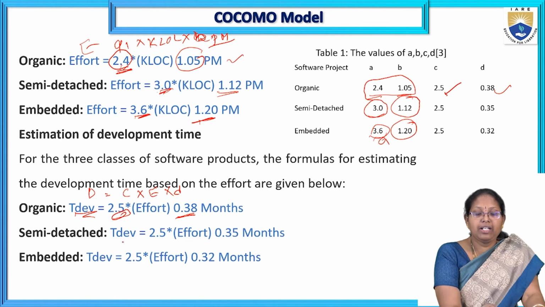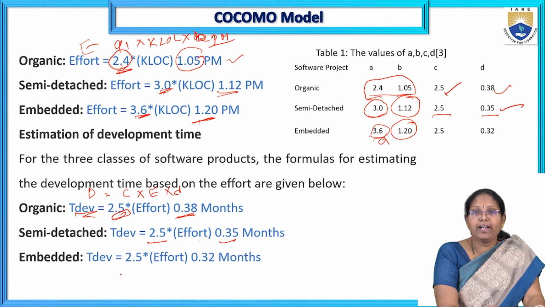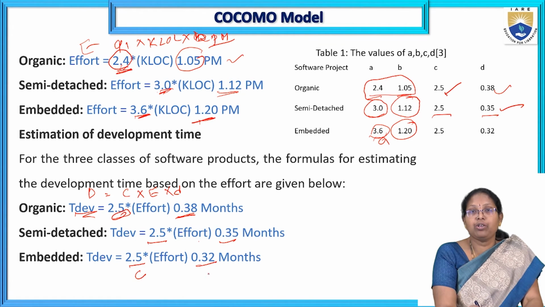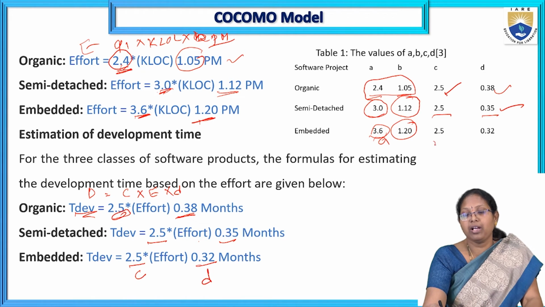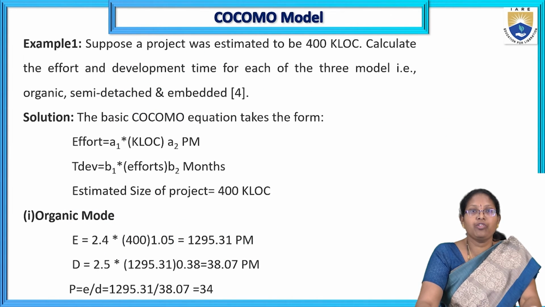Similarly for semi-detached kind of projects, it is 2.5 into effort E, then whatever the value from the table, that is 0.35. For embedded kind of projects, the C value is 2.5 and the D value is 0.32. Those are from the table. This is how we calculate the development time, the estimation of development time.